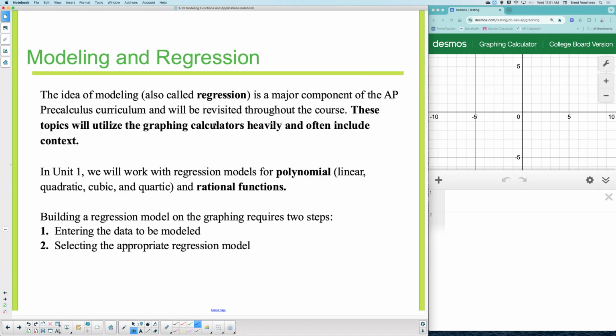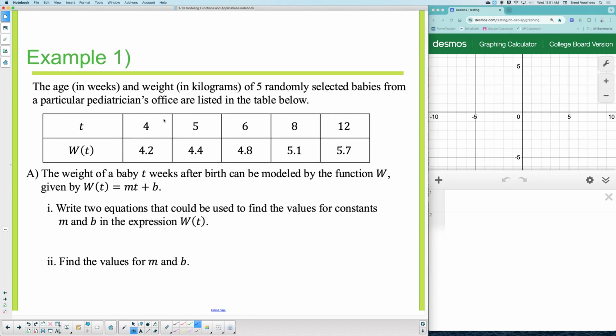Okay, so today, we're dealing with, like I told you, regressions. It's a major component of AP Pre-Calc curriculum. You can read this on your own. I'm not going to waste my time here reading this, something you can do on your own, but I'm going to use Desmos. You can also do this with Inspire. You can check other videos online for that, but I'm going to use Desmos today. So first, let's look at example 1 here.